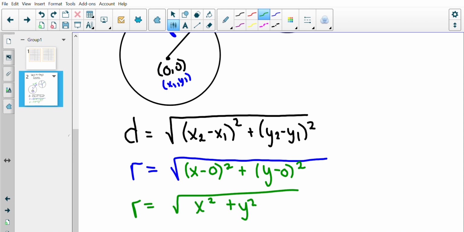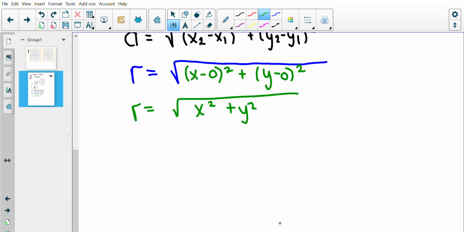Now let's say we wanted to get rid of the square root. If we wanted to get rid of the square root, what are we going to have to do? We're going to square both sides, and we'll end up getting r squared is equal to x squared plus y squared. And this is actually the equation of a circle that has a center of 0, 0.